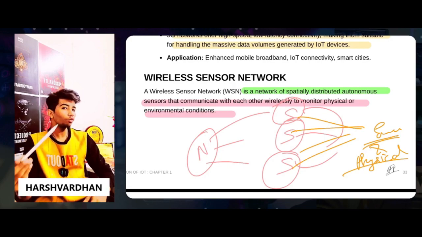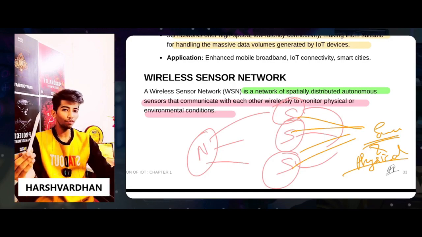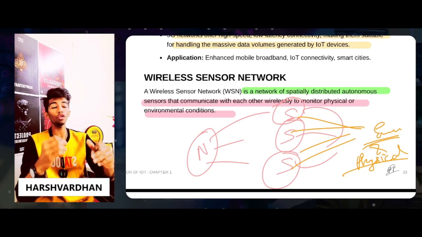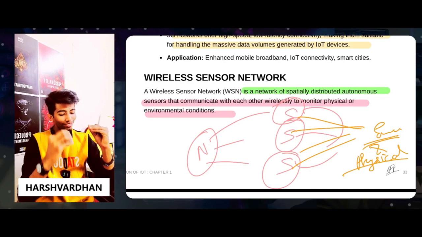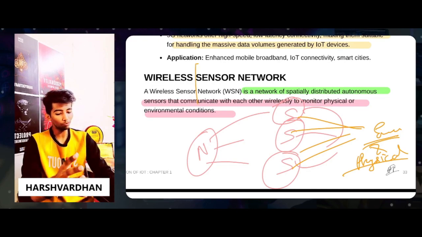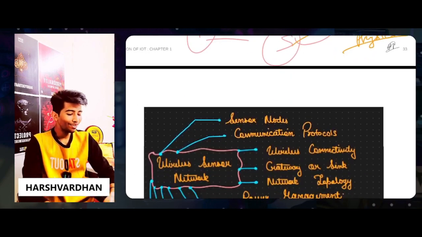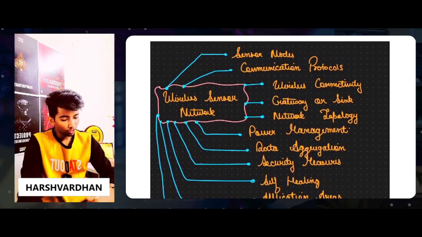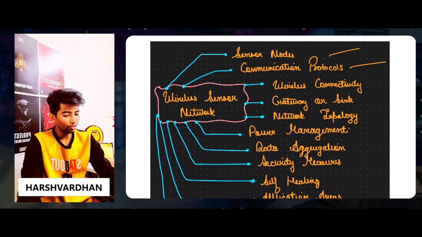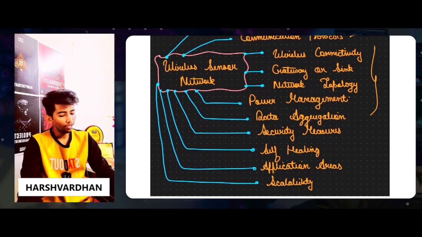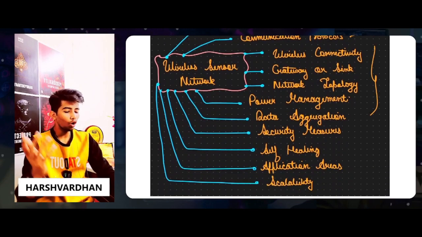So this is a network of wireless sensors which are monitoring physical and environmental conditions. This is how the wireless sensor network works. Just break these words down and you will get your answer. Easy, right? So these were the things: sensor nodes, communication protocol, wireless connectivity, gateway, power management and data. These are all the things which are there.